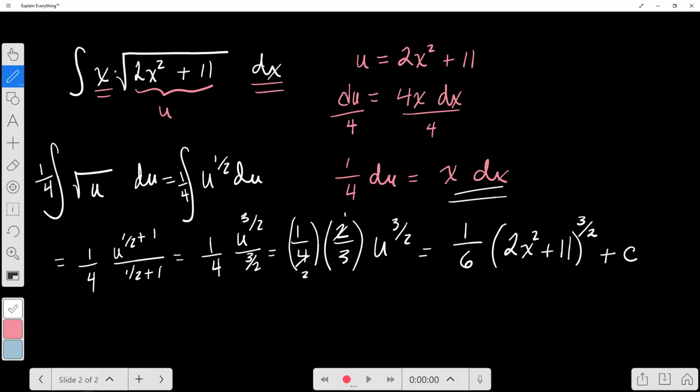So once you get going on these, I think you'll see you just do the same thing over and over and over. Find the u, find the du, do all the good substitution and all that good stuff.